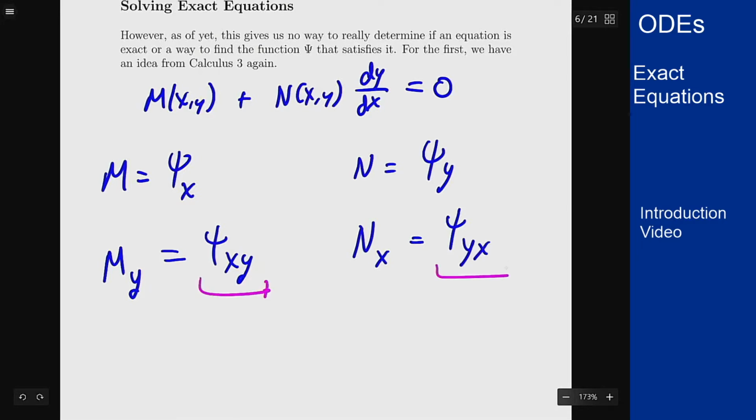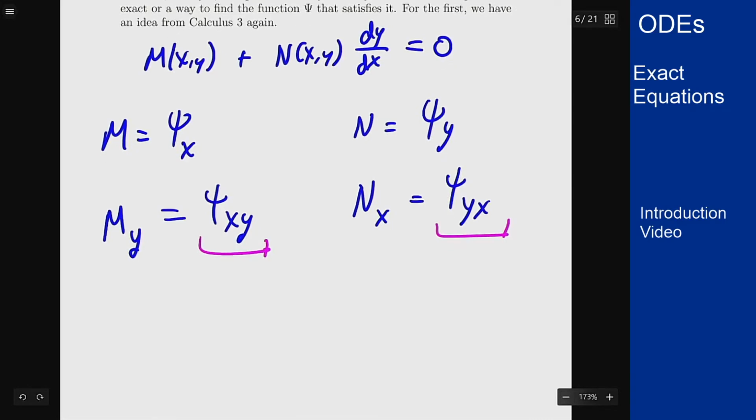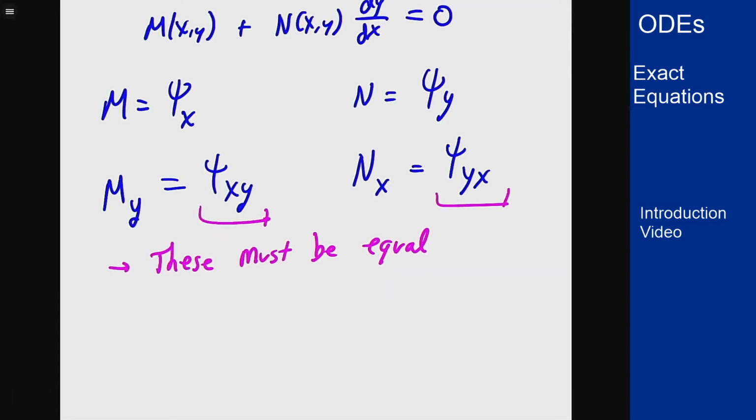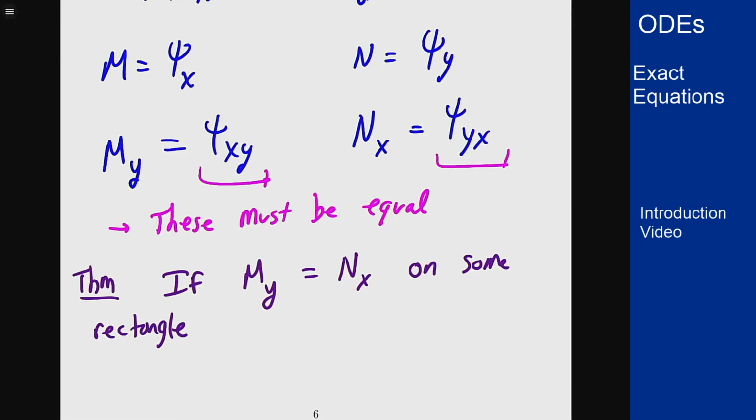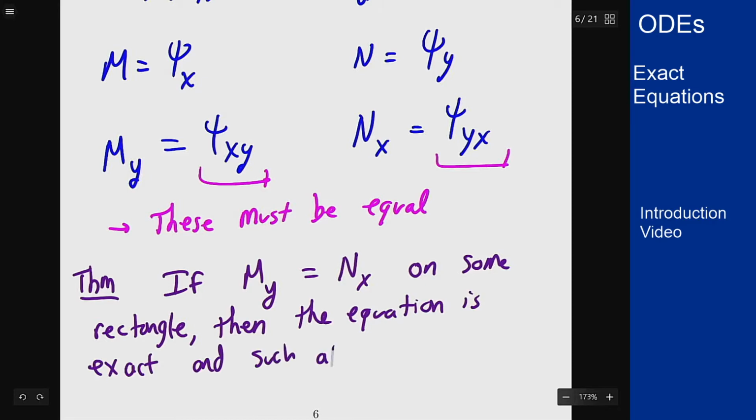And what do we know about these two functions? Well, they're the two different mixed partials of psi, so as long as everything's continuous, they must be equal. If it's giving you flashbacks to conservative vector fields in Calc 3, that is not surprising. These are very related concepts here. So the book states as a theorem, if M sub y equals N sub x on some rectangle, that's just a condition to make sure things work out nicely, then the equation is exact, and such a function capital psi exists.